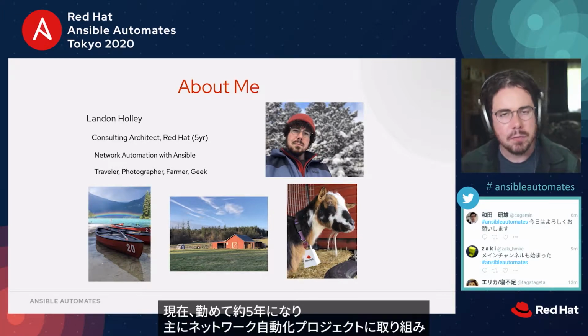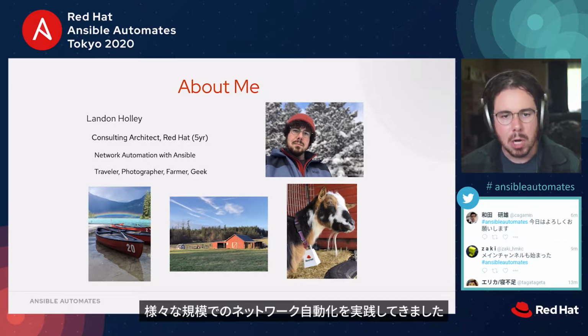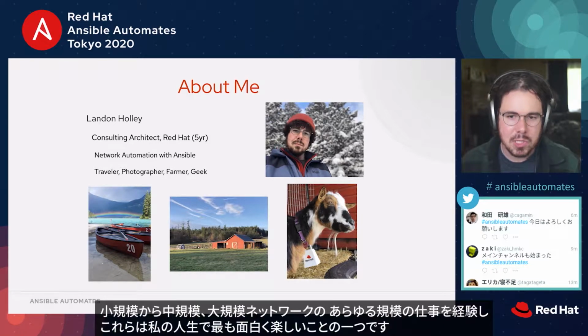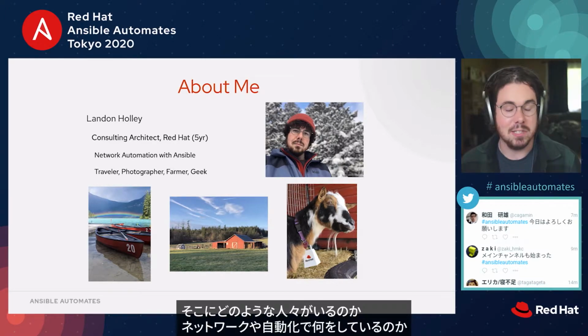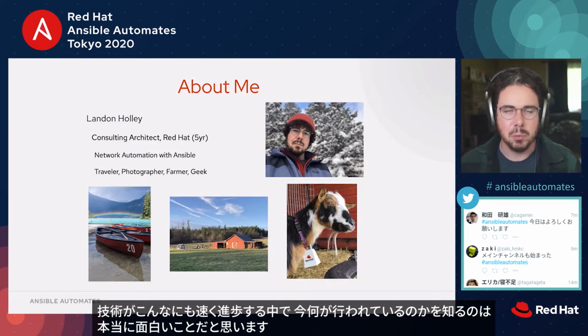And I've spent the majority of this time working on network automation projects and performing network automation feats of all scales. I have worked with small networks. I've worked with big networks. I've done everything in between. And honestly, it's one of the most fun and enjoyable things I've ever got to do in my life. I get to talk with all sorts of interesting people and companies and teams all over the world. And I think it's just fascinating to find out who all out there is doing what with their networks and with their automation and with just anything they've got going on nowadays with the way technology is advancing so quickly.